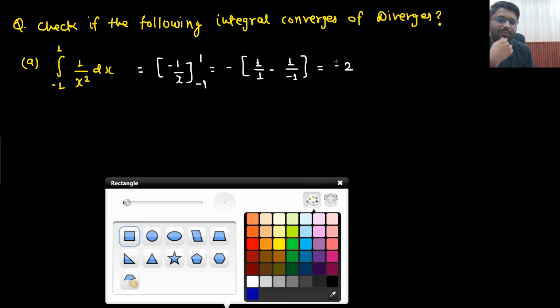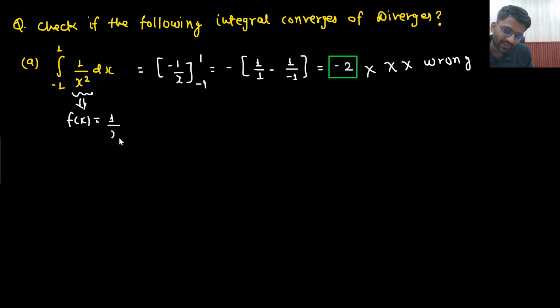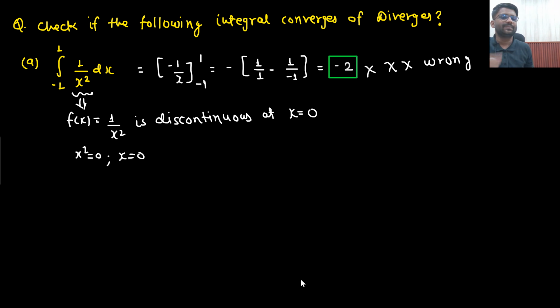So minus 2 would be there in the option, and you will click on this option and the answer would be incorrect. Wrong. Why is that so? Because it is an improper integral. You did not see one thing. What you did not notice was that this function f(x), which is 1 by x square, is discontinuous where? When this denominator becomes 0. That means x becomes 0. So yes, it is discontinuous at x equals 0.